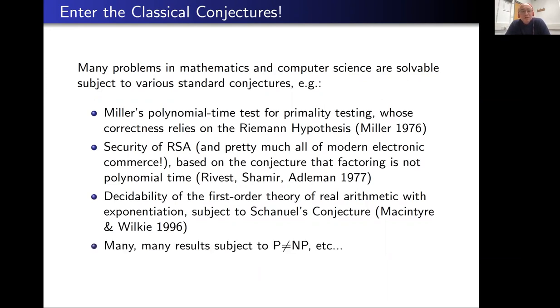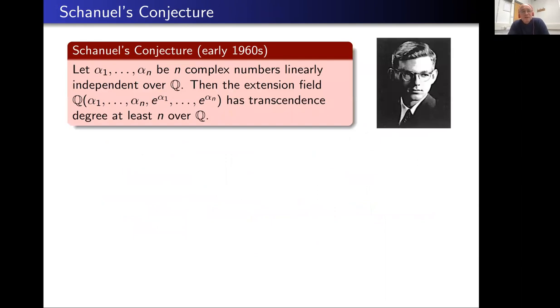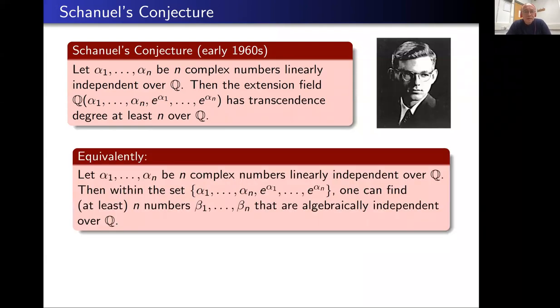Since I mentioned Schanuel's conjecture, let's recall what it is. Take n complex numbers which are linearly independent over Q and look at the field obtained by adjoining to Q these n numbers and their exponentials. The conjecture is that the transcendence degree of this field is at least n. Equivalently, if you have n complex numbers which are linearly independent over Q, then within this set of 2n numbers, one can find at least n of them which are algebraically independent over Q.